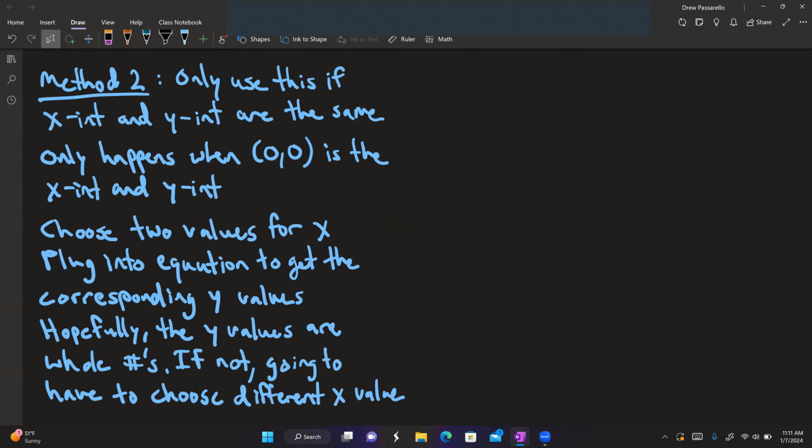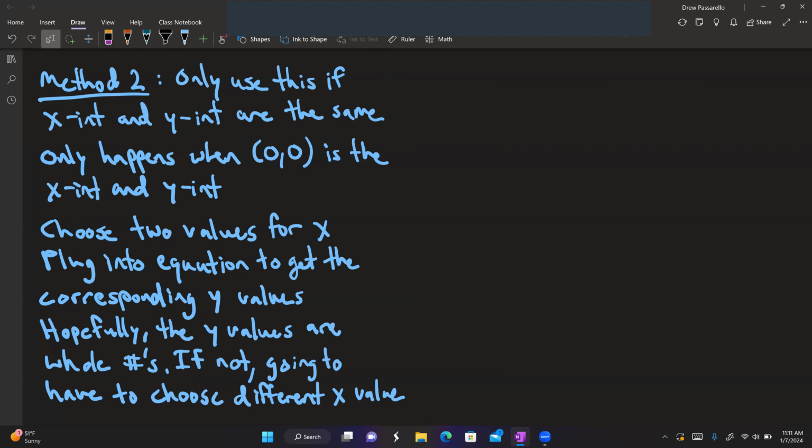All right, so if you want to pause it and write this down, and again, I only use this if the x-intercept and y-intercept are the same, but that only happens when the origin 0, 0 is the x and y-intercept. So what I'm going to do is choose two values for x, plug into the equation to get the corresponding y values. And hopefully the y values that you get are whole numbers. Now, if they're not whole numbers, you're going to have to choose a different value for x.